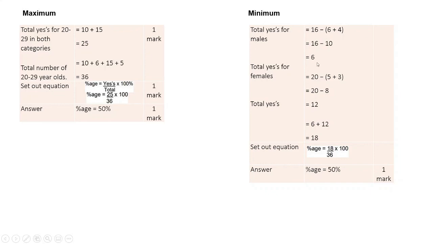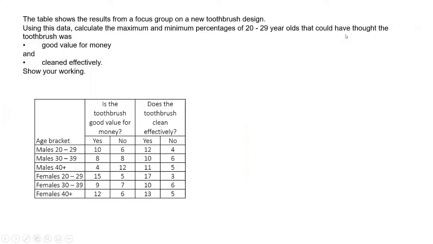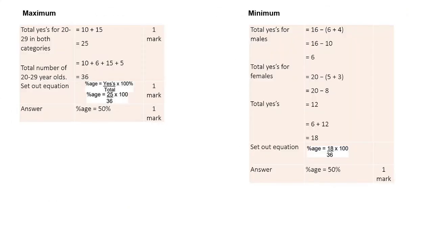so total number of yeses for males. So we're adding 6 and 4. Okay, gives a total of 6. Total yeses for females is 5 plus 3. So that gives us a total of 8. Minus that by the total number of females gets you 12. Add all the yeses up, gets you 18. And same thing again. So 18 divided by the total number gets you 36, times by 100 gets you 15% as well. And you know that's 15% because you know that 18 times 2 is 36.